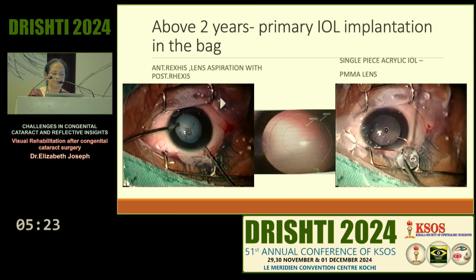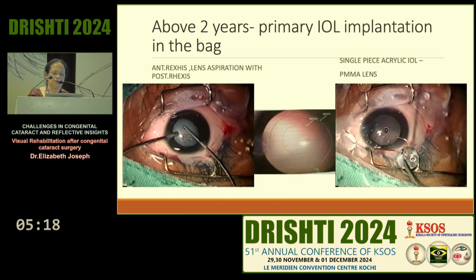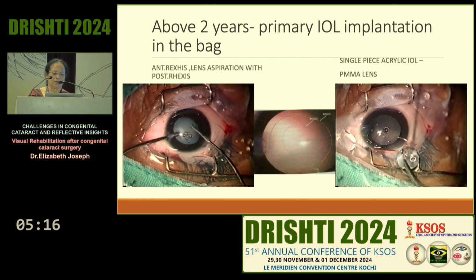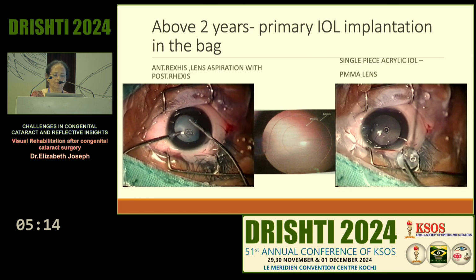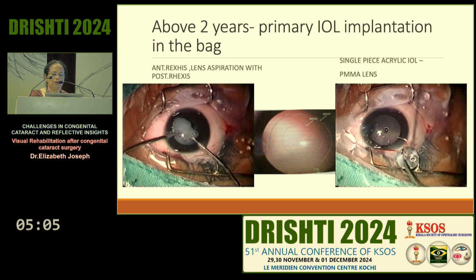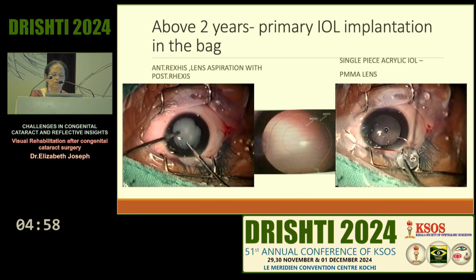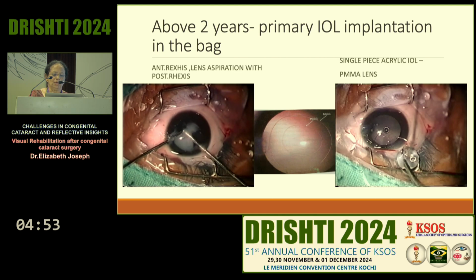So, if the child is above say 1 year, the preferred surgery is lens aspiration after an anterior capsular rhexis through a bimanual irrigation aspiration cannula. First we do the incision, then capsular rhexis, and then lens aspiration. You do not need any phaco energy, there is no need of phaco probe. With the irrigation aspiration cannula, we can do a nice lens aspiration.